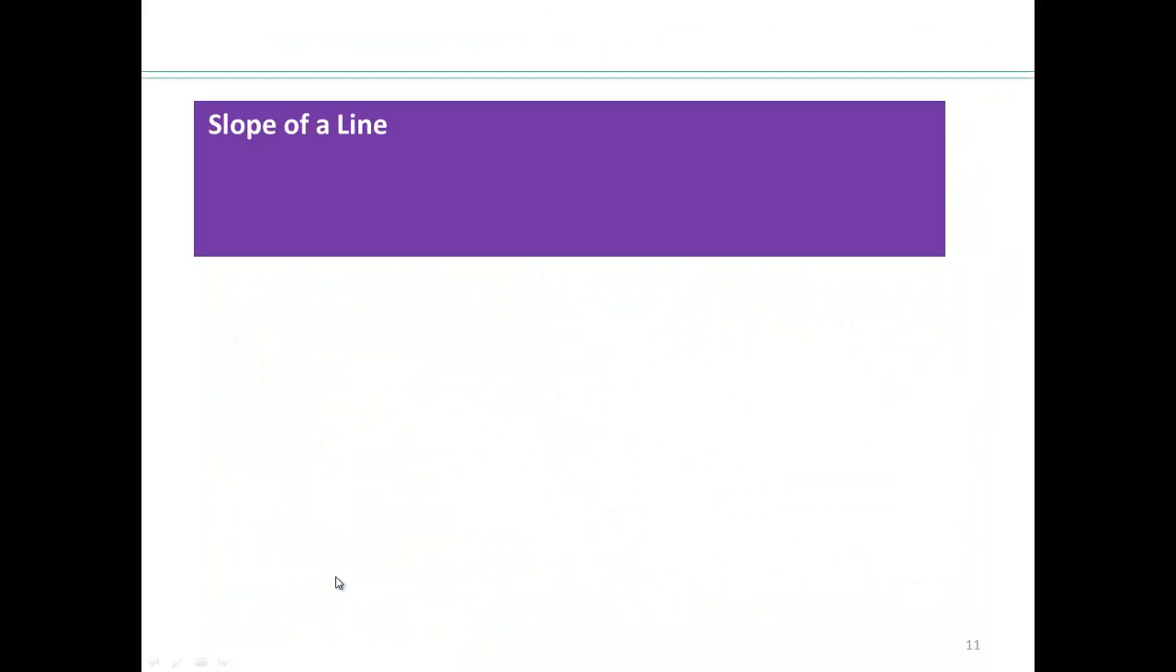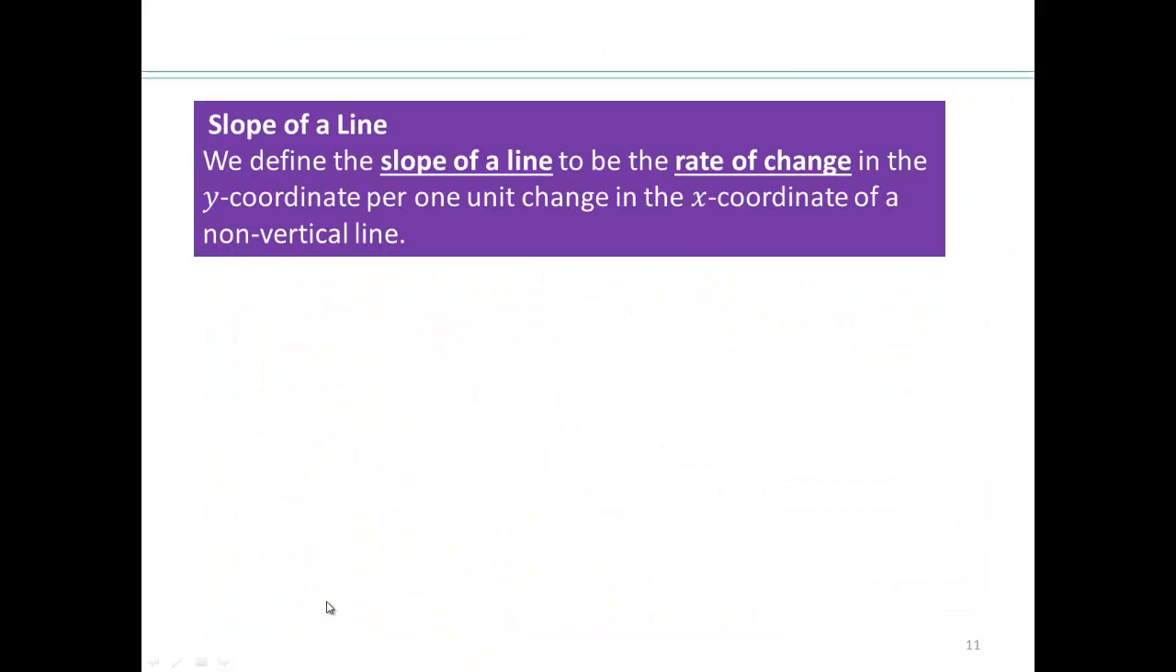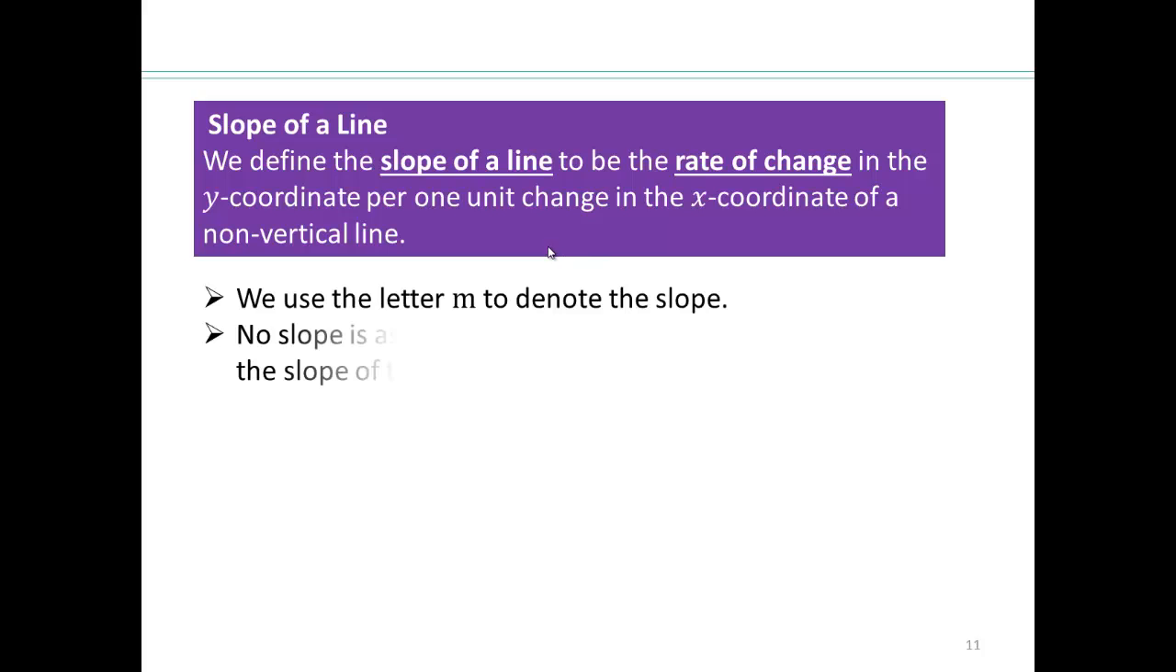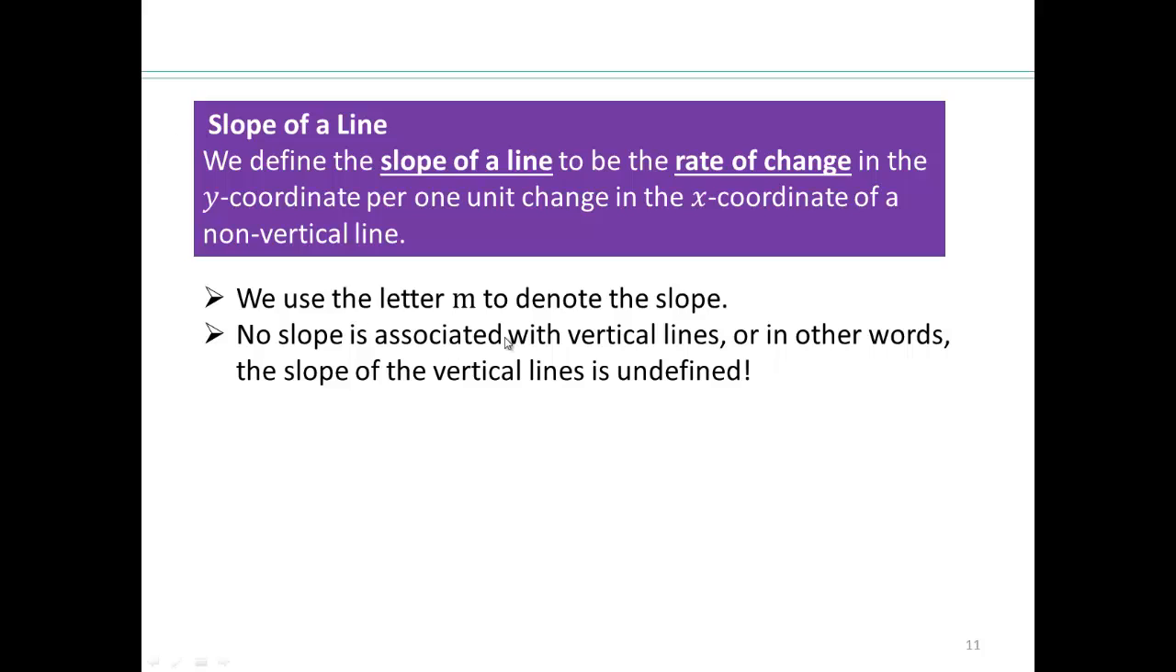Formally, we're going to define slope of a line as the rate of change in the y-coordinate with respect to 1 unit change in the x-coordinate of a non-vertical line. Remember, we use the letter m to denote the slope. No slope is associated with vertical lines. We say vertical lines have undefined slope.